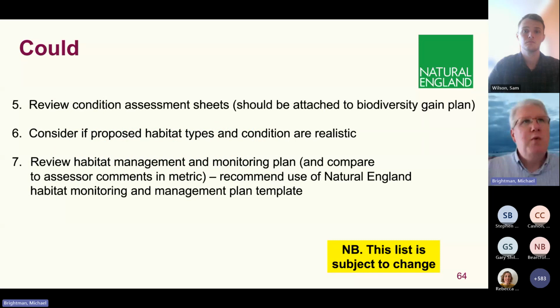LPAs could also review condition assessment sheets. These should be attached to the biodiversity gain plan, which is submitted with the metric as part of the planning application.